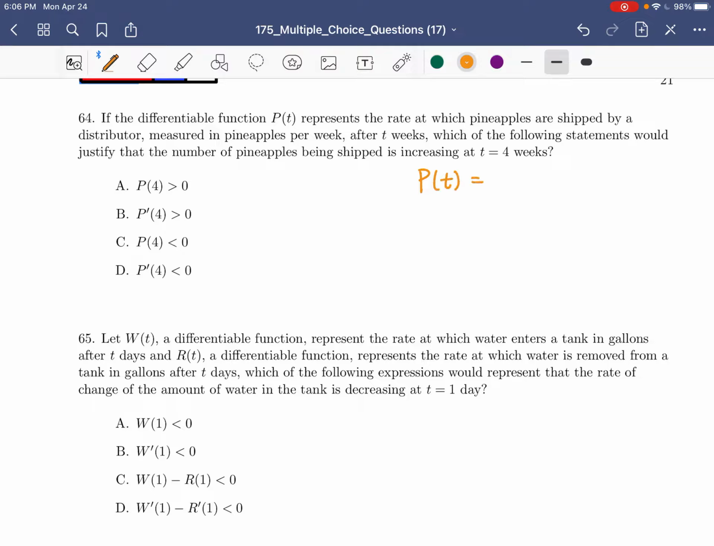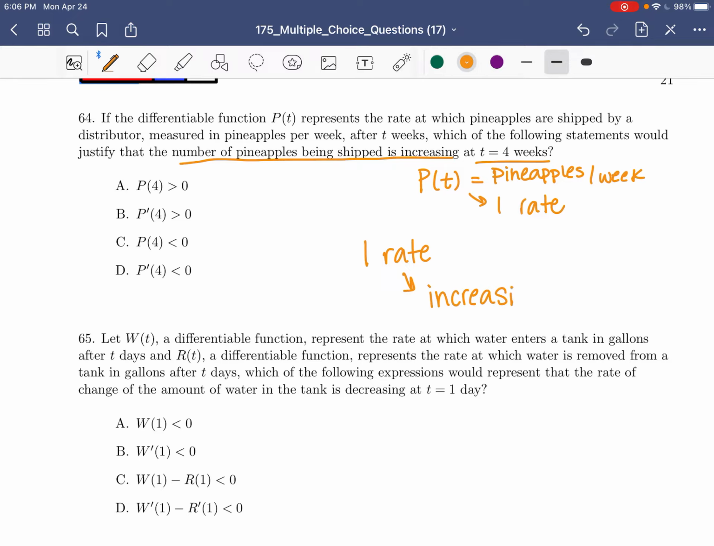P of t we know is going to be pineapples per week, which is 1 rate. And we're looking for which statement shows the number of pineapples being shipped is increasing at t equals 4. So all this is, it's asking about 1 rate. We just need that 1 rate to be increasing.